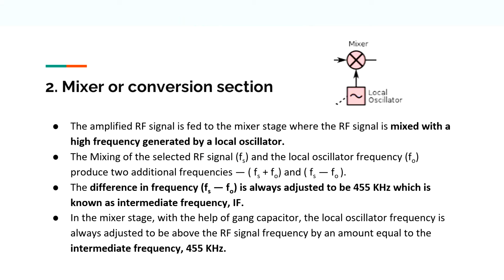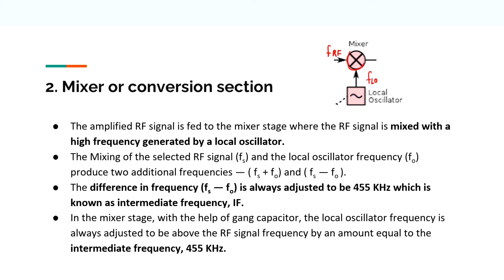Then the amplified RF signal is fed to the mixer stage, where the RF signal is mixed with a high frequency generated by a local oscillator. So here we have the modulated signal, which is already amplified by the amplifier, and then we have the local oscillator here.